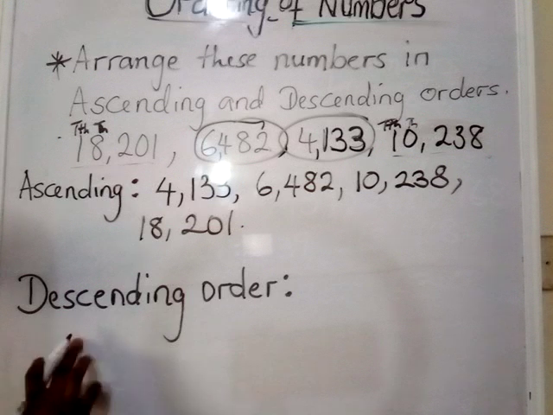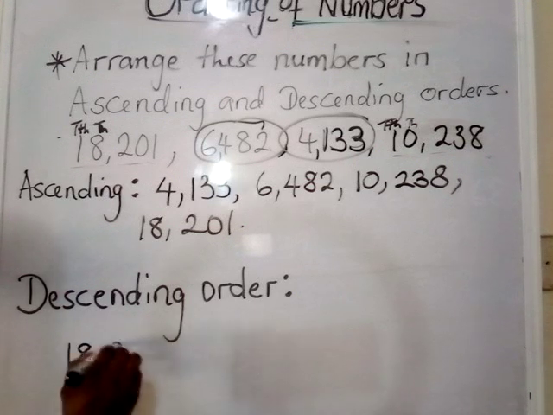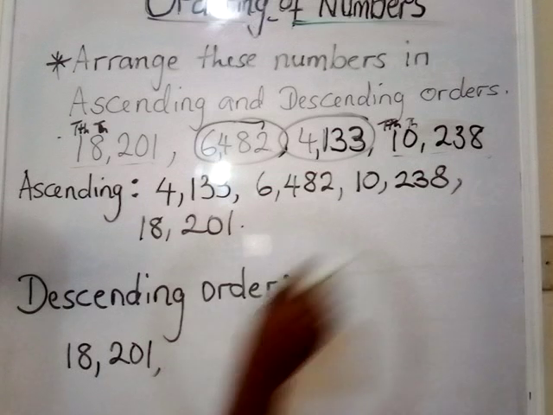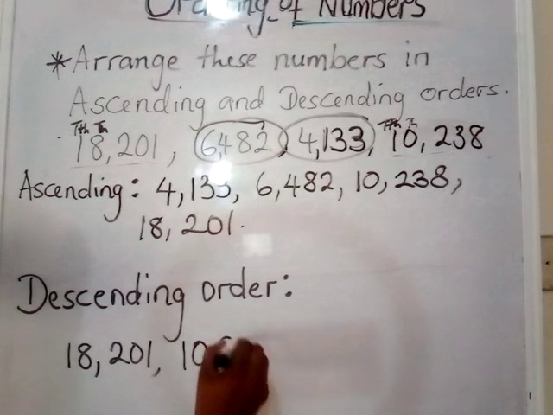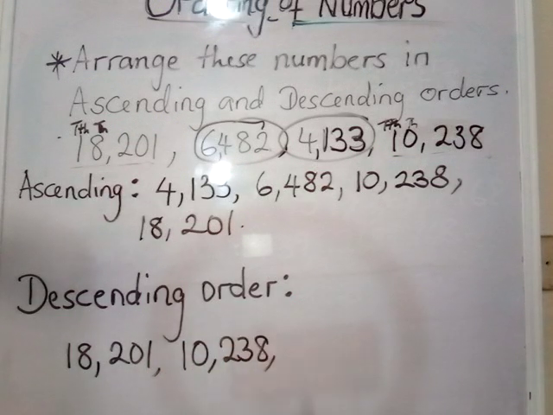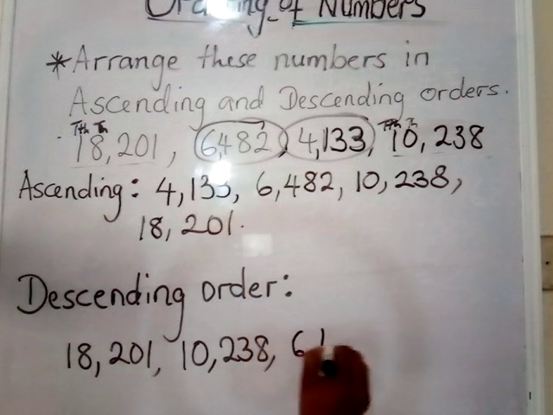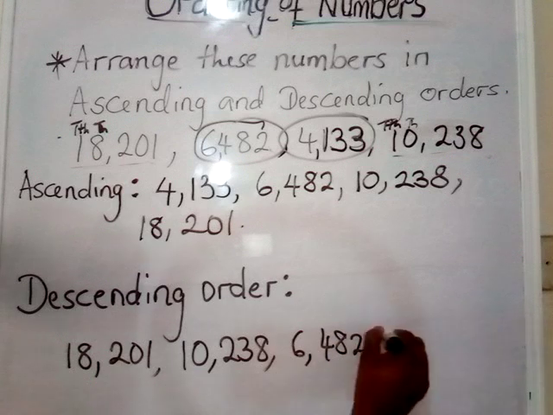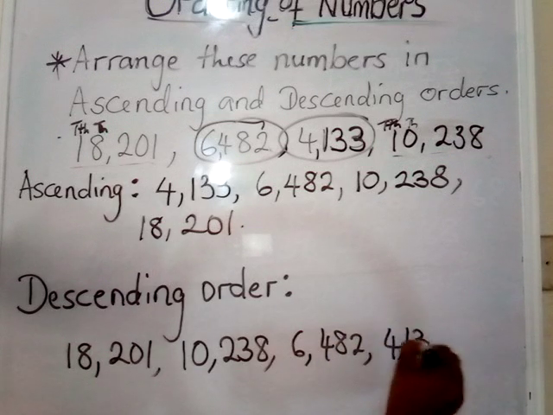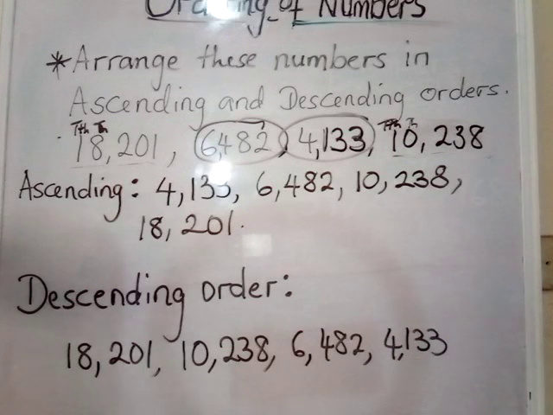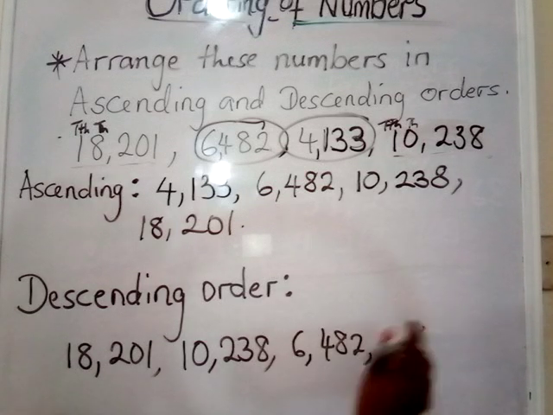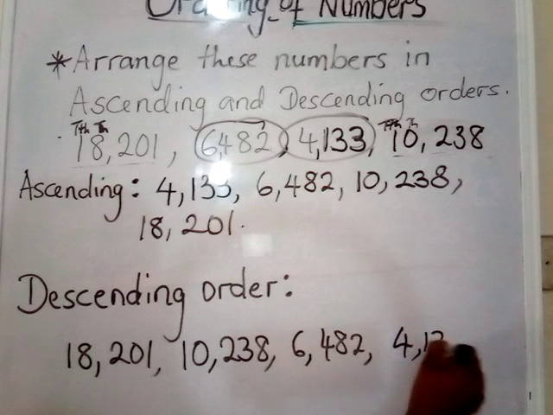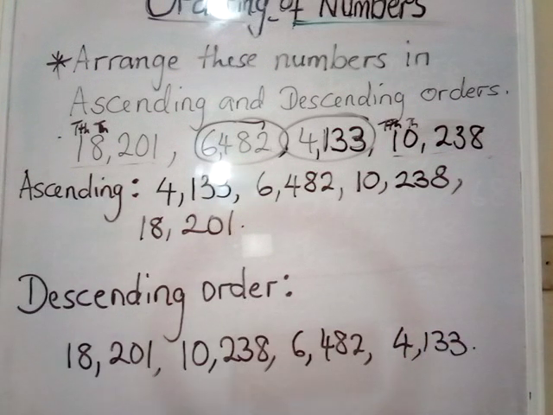So here the largest number is 18,201. The next bigger number is 10,238, and that is followed by 6,482, and lastly, that's the last number, 4,133. So this is the descending order from the biggest to the smallest.